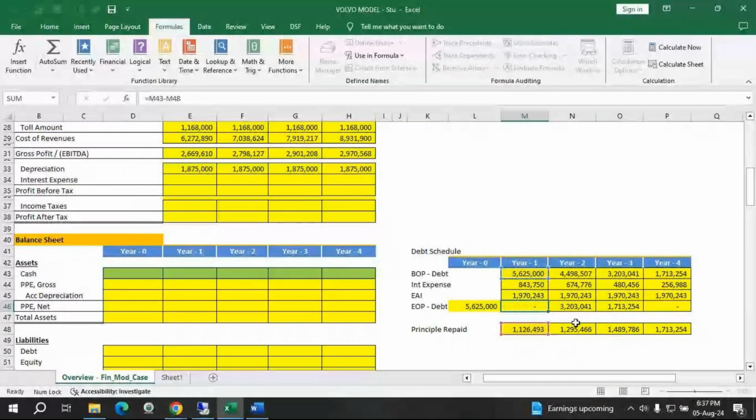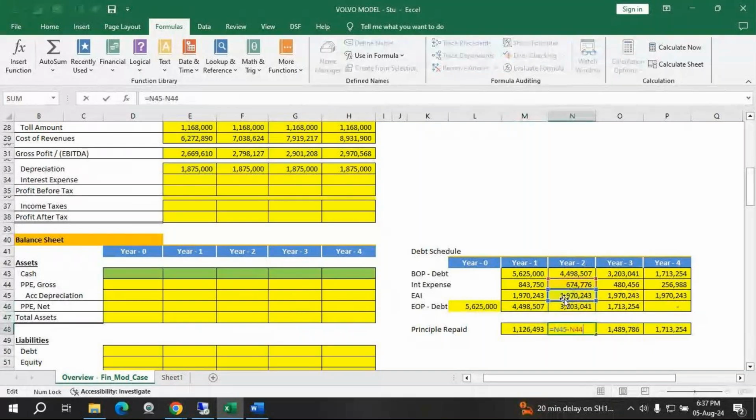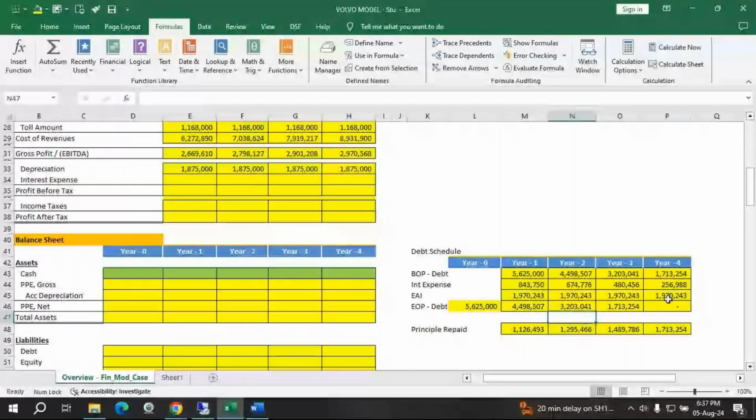So I have dragged it here. Interest amount is 15% on whatever the beginning amount is. EAI is going to remain the same for all the 4 years. Again, first I have to calculate the principal repaid, that will be EAI minus interest expense. Then I need to calculate the EOP, the end of the period: beginning of the period loan amount minus this year's repayment, 12 lakh. This will become my end of the period. When I calculate at the end of the fourth year, the amount will become zero.